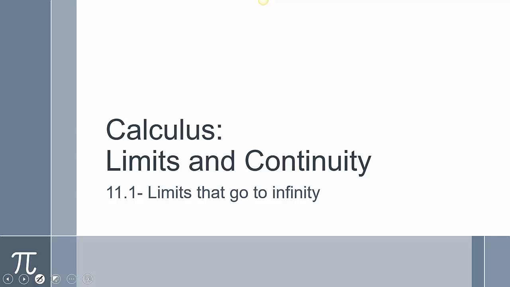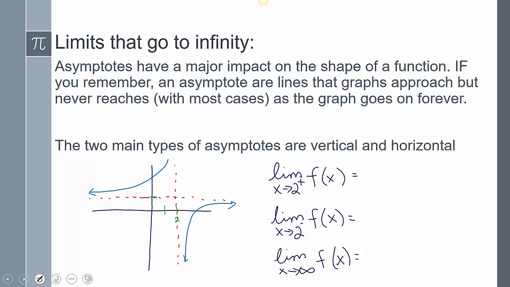This is lesson 11-1. We're going to take a look at limits as they go to infinity. Now when we have limits that go to infinity, we're going to have a few features that kind of interact with our graph, namely asymptotes. And these asymptotes actually have a major impact in how our function looks.